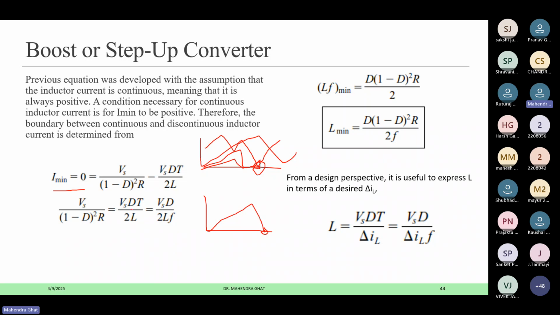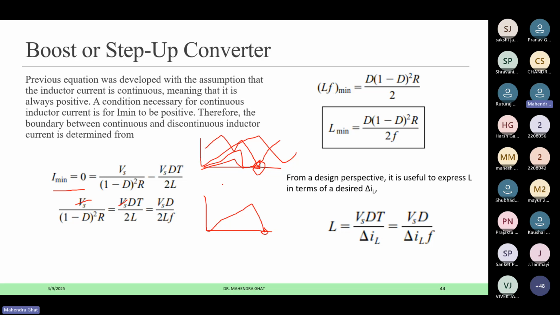So if we simplify this equation, if I take this term on this side and rearrange, I can say Vs divided by 1 minus D square R equals Vs DT divided by 2L, which is equal to, again, Vs is getting cancelled here, and if we simplify this one, T is taken down here, and T is written as 1 upon F. So this you can write.